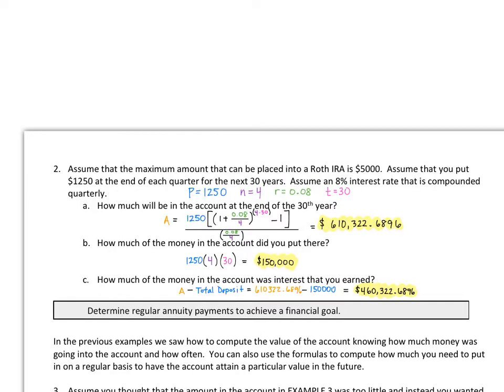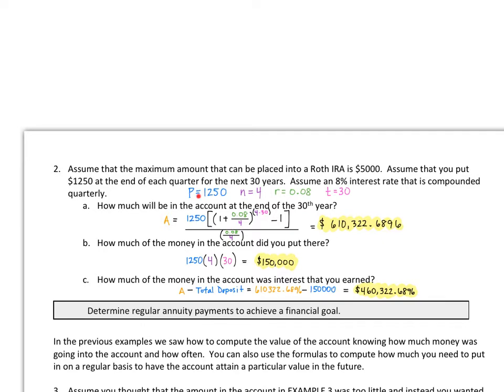Okay, this first example. Let's assume that the maximum amount that can be placed into a Roth IRA is $5,000, and we should say $5,000 per year. Assume that you put $1,250 at the end of each quarter, so every 3 months is essentially what you're doing, for the next 30 years. Assume an 8% interest rate that is compounded quarterly. So again, I'm putting $1,250 in every 3 months.